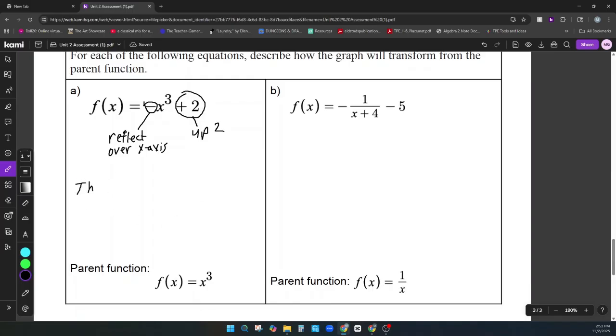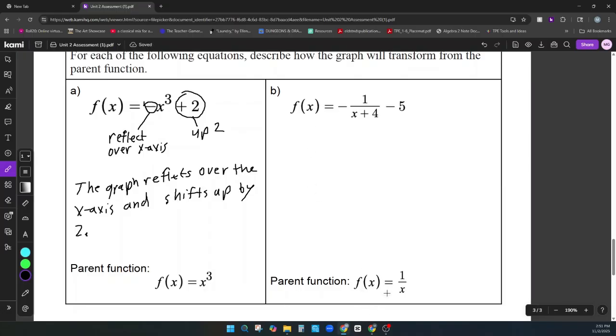And to be complete and to write my final answer, I just need to put those together in sentence form. So I'm going to say the graph reflects over the x-axis and shifts up by 2. And that's all I'm asking for part A.